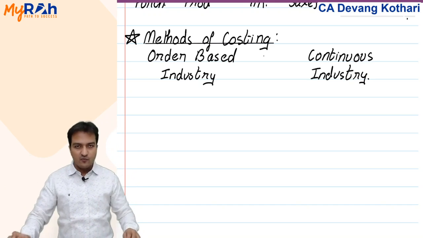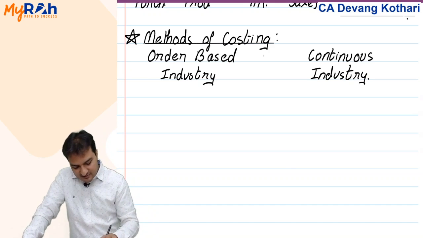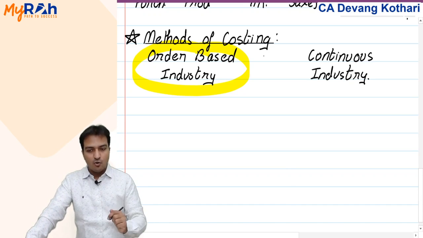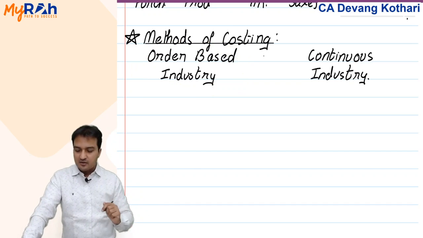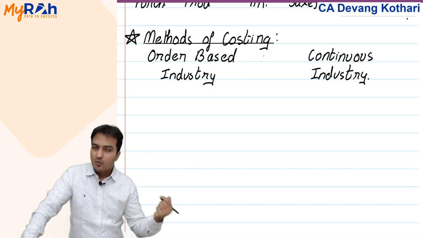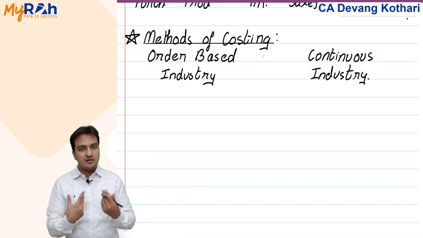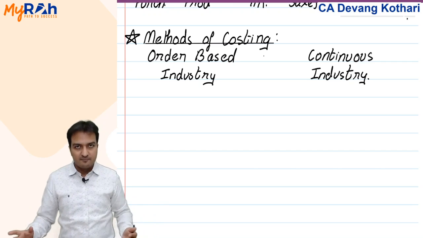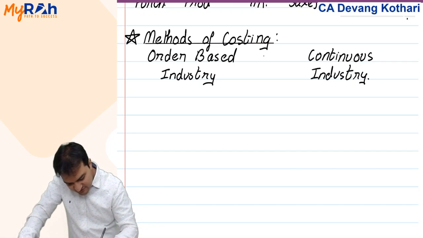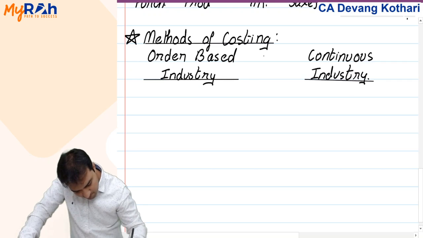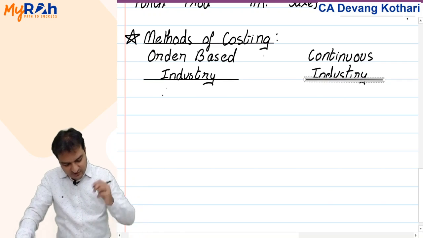Then what that fashion designer is doing is in terms of order-based industry. So order-based industry is the one where production is done after I receive a specific order from a customer. While in continuous industry, production is done continuously based on general design, based on general demand. So this is my first main difference over here. I'll just write down. You can also start writing.